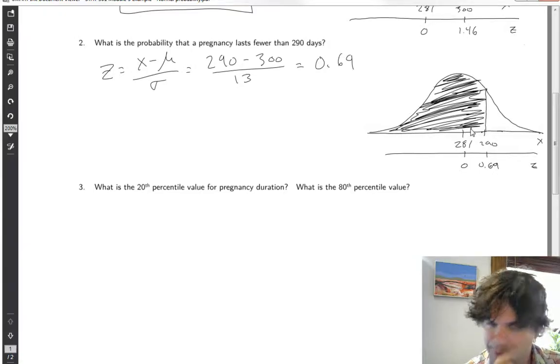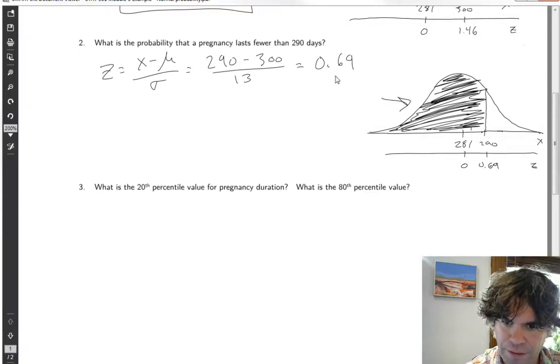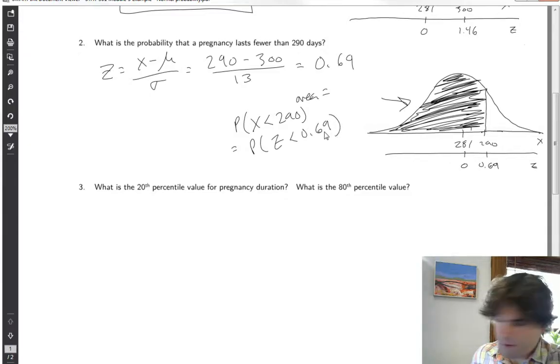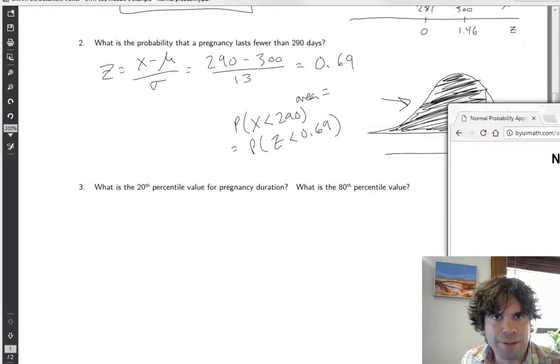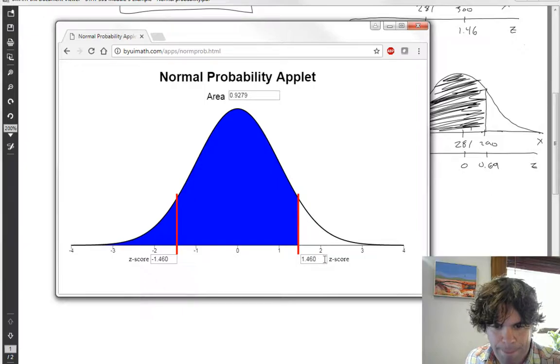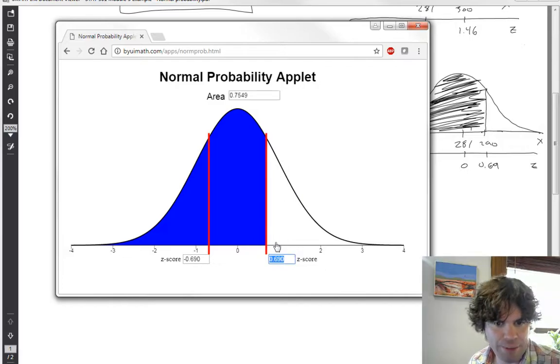That's the area that I want. And so that area is the probability that x is less than 290, which is also equal to the probability that z is less than 0.69, and we'll just make the applet look like that. So I want the area to the left. Z equals 0.69, and I get 0.7549.